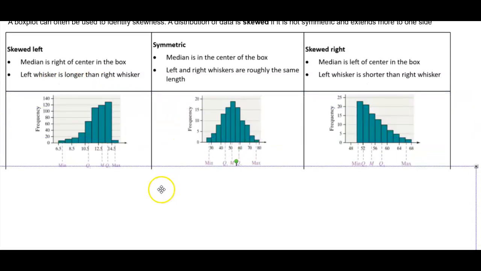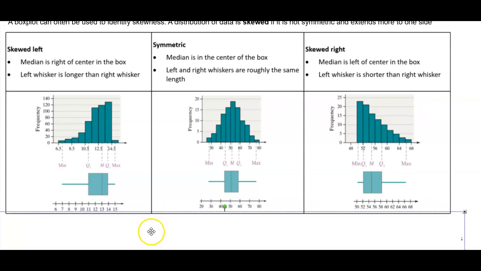So let's take a look at those pictures here. Okay, so again, skewed left, you can see that the median is in the right center of the box, and the left whisker, you can see here, is longer than the right whisker. And you can compare it to the histogram here to see what the histogram looks like with the box plot.